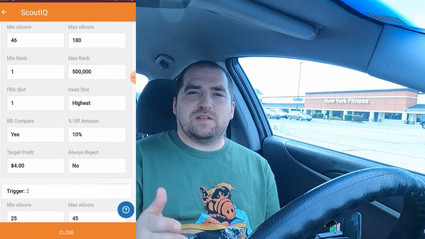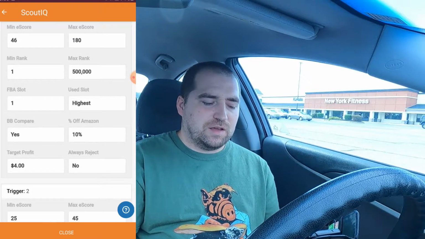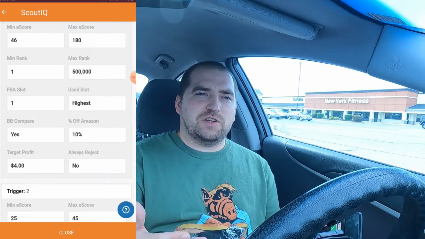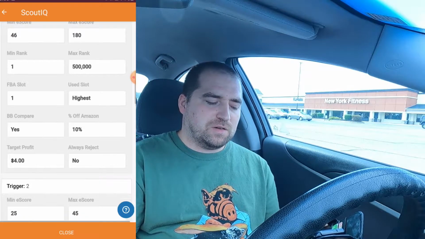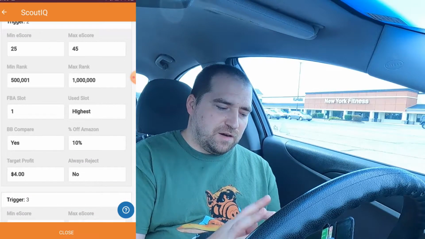So it's one of those things, as you scan more books and get used to selling and everything, you'll be able to make a quicker judgment on whether you're going to take a book at $4 or not. So let's go down to my second trigger set here.